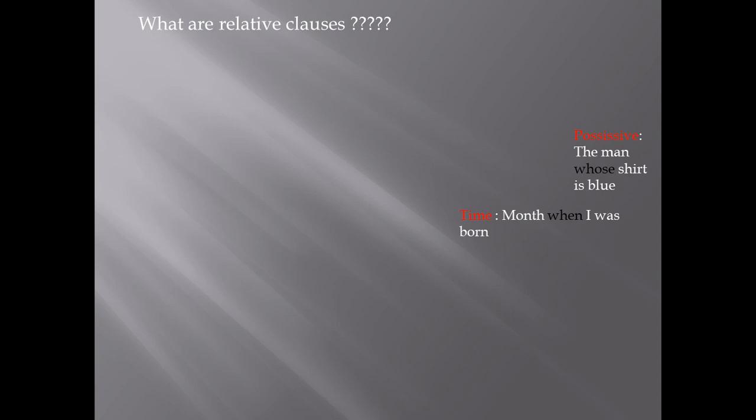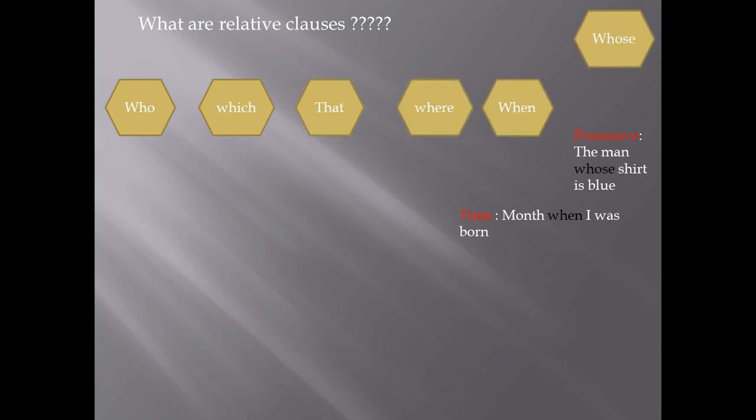So what are relative clauses? Look here, these are the relative pronouns: who, which, that, where, when, and whose. Who. Usually we use who to define a person, so we use who for a person or people. Look at this example: the man who is standing next to me. Here, who is a relative pronoun which defines the man. The man is a person.